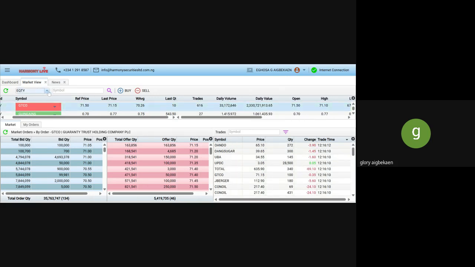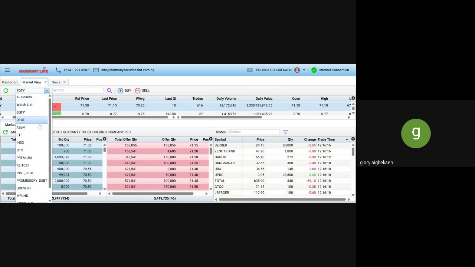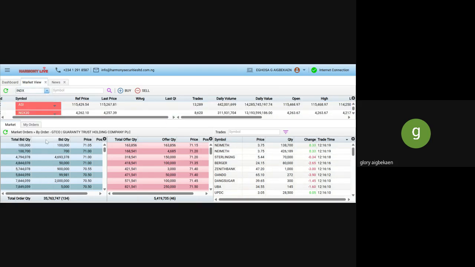Going back to the index, let's see what the stock exchange has sold this morning. 442 million units of shares, valued at 40.2 billion, trading for just 2 hours 16 minutes.